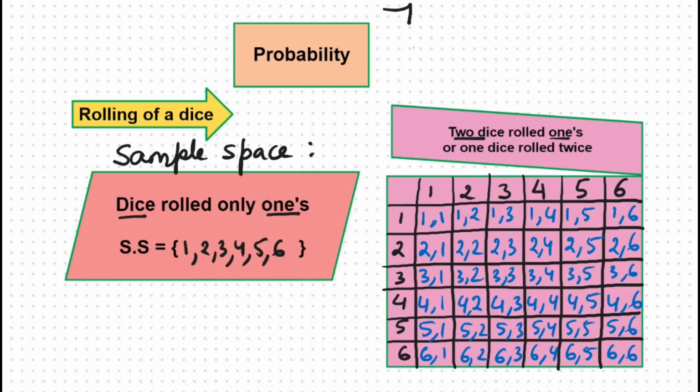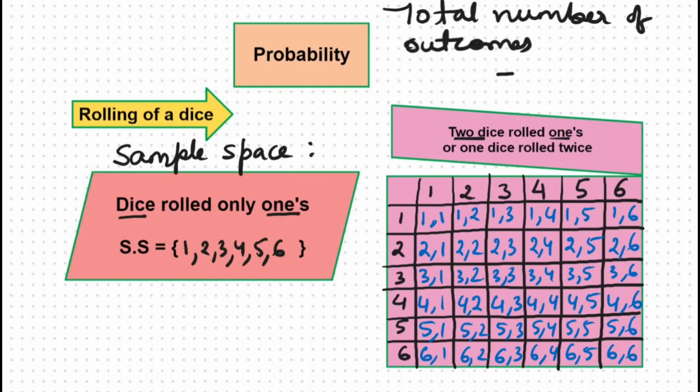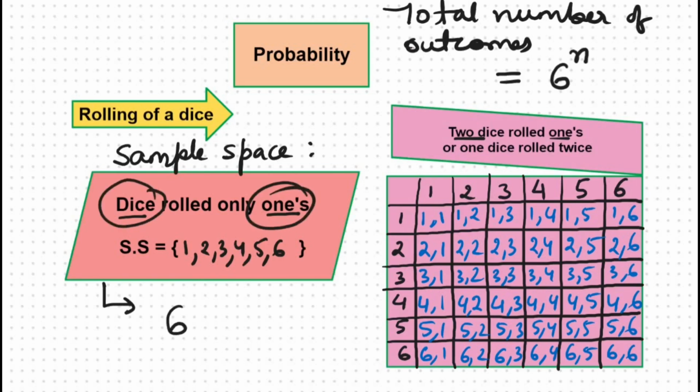Now, how to find the total number of outcomes? The total number of outcomes in case of a die which is rolled once or twice is, a die has 6 faces. So 6 to the power the number of times it is rolled. So n stands for how many times the die is rolled. Now let's check this formula. In the first case, when a single die is rolled once, so single die has 6 faces and it is rolled only once. So 6 to the power 1 is 6.